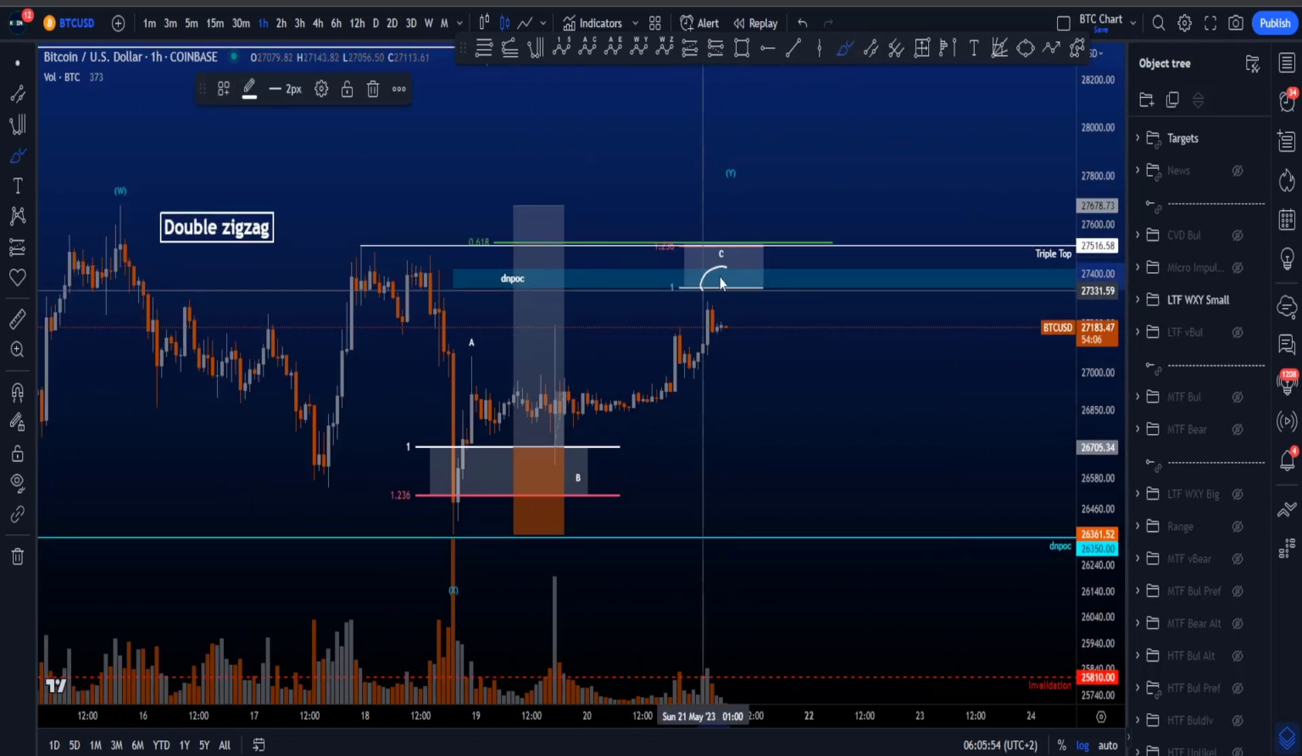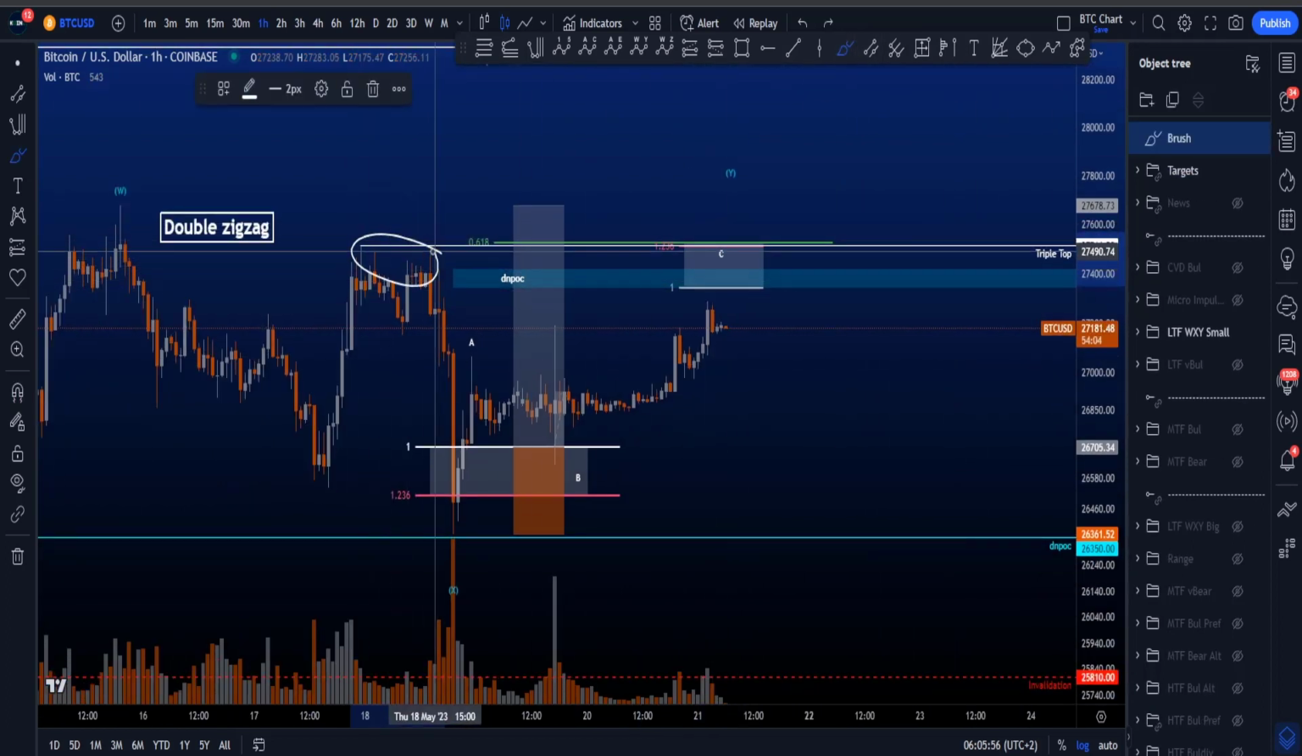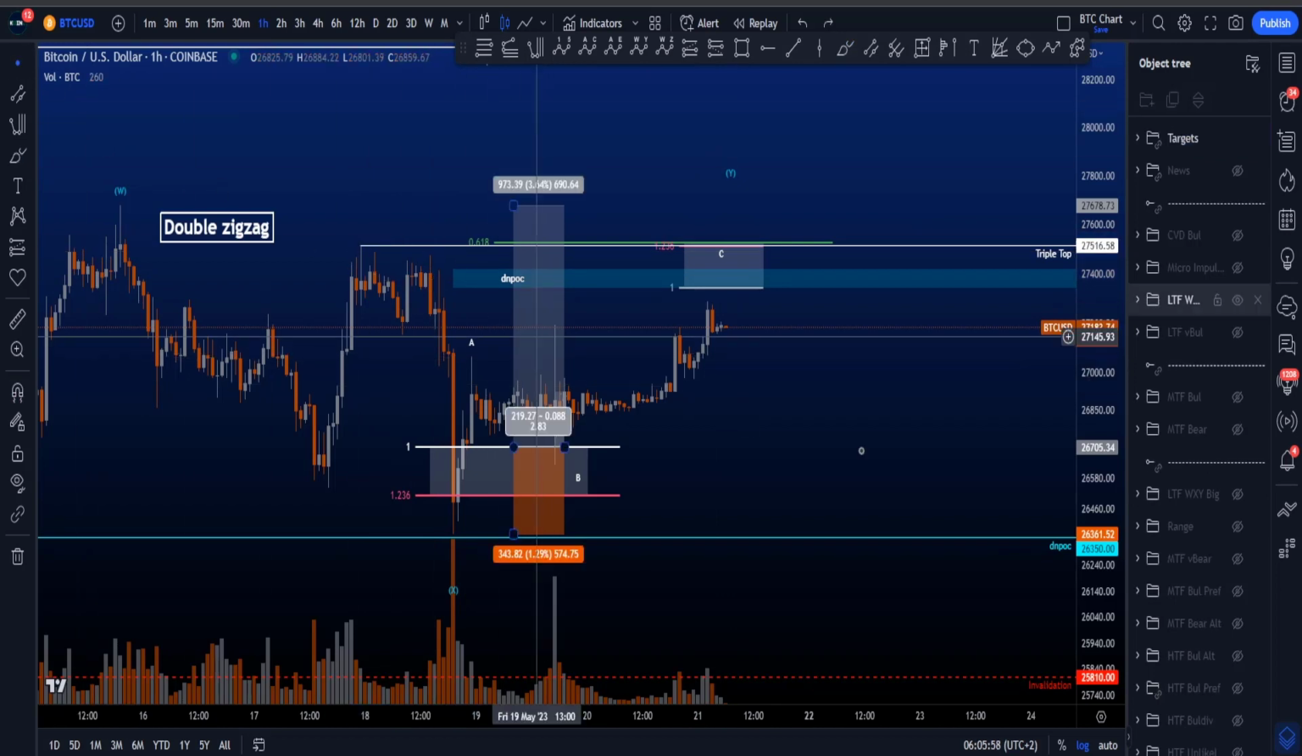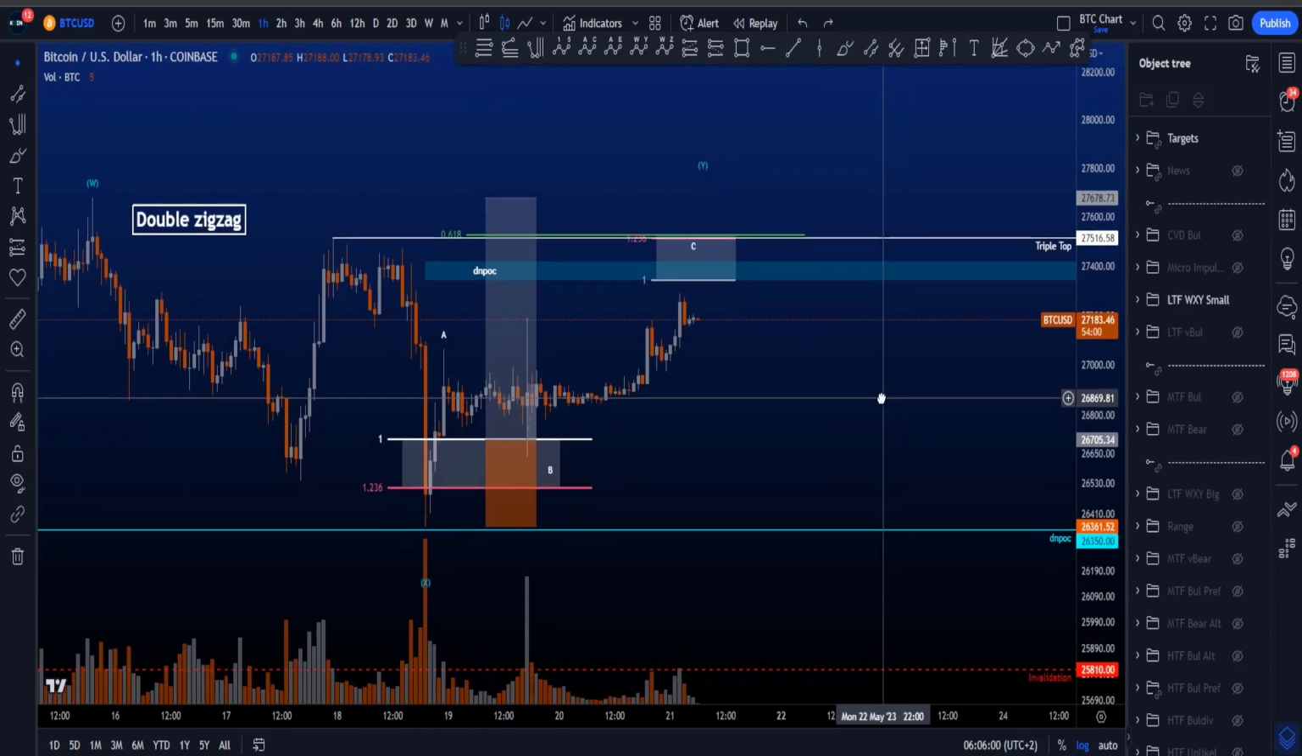But I do like, if we go up here, I do think it is quite likely we're going to take that triple top over there, because triple tops or bottoms are like a magnet for price.